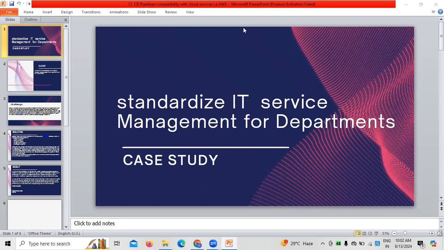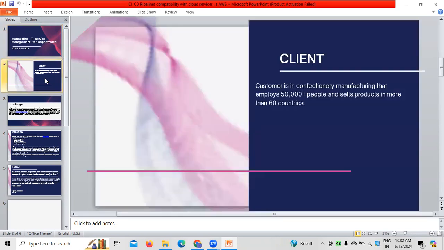In this regard, I have taken a case study which is about standardizing the IT service management across all the departments. The first thing we must know is about the client, right? Whoever the client is that we are providing the services to, we must know about the client, followed by the background of the client. So what exactly does this client belong to and which services do they belong to? What are their business services? Everything we have to know so that we will know where this can be implemented.